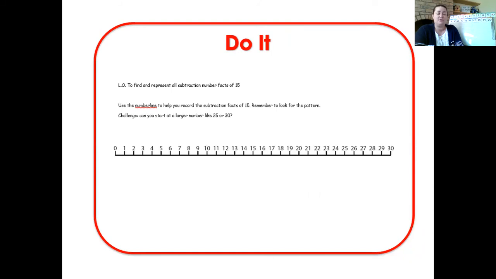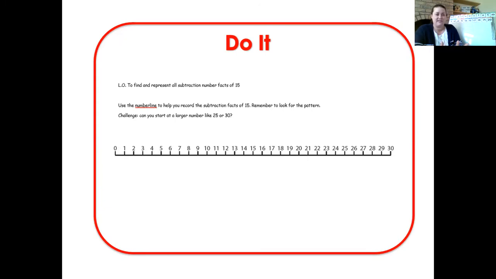If you don't have a printer, do not worry, because you can draw your number line, and then underneath it, write down all of your number sentences. Now, I want all of you to start from 20, but then you might want to challenge yourself, and start from the number 25 or the number 30 and see if you can find all of the different ways of making the number 15 by subtracting. So that's a challenge for you.